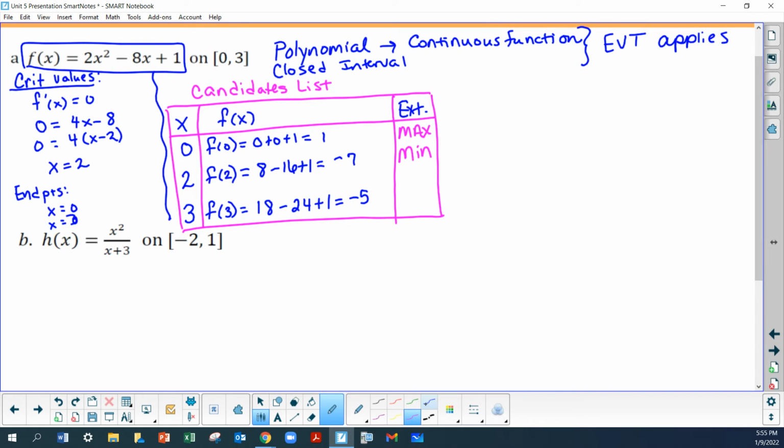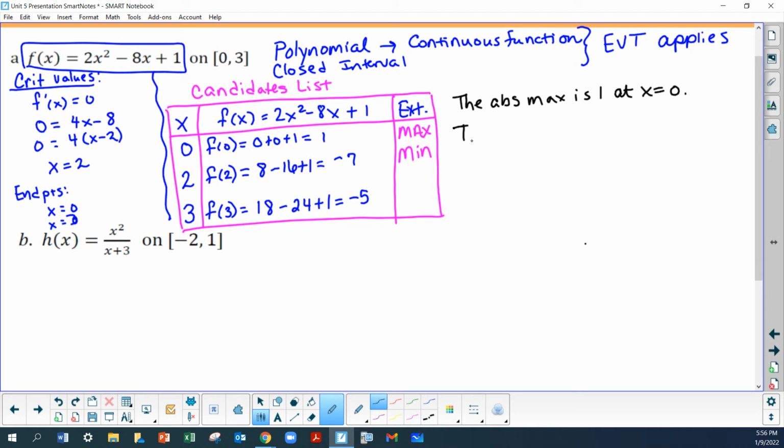If I needed to write a statement, my statement written out would be: the absolute max is 1 at x equals 0. And we're so used to saying y, but that table that we just created is our y. You know what? You might even want to put in your table, just so you can remember where you got those values. You can throw the rest of that function there.